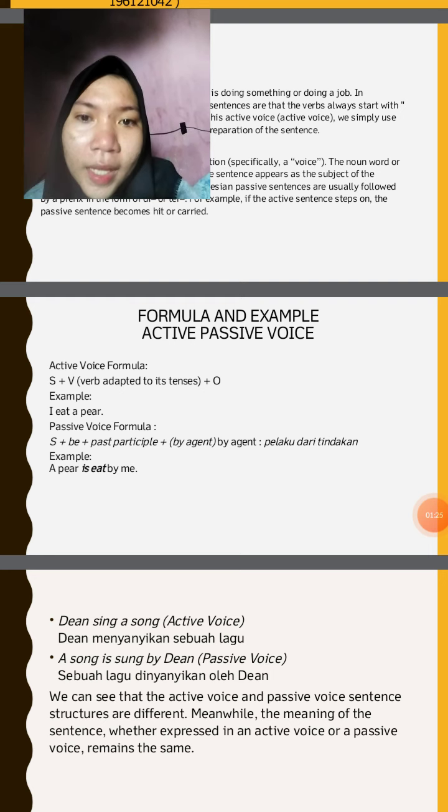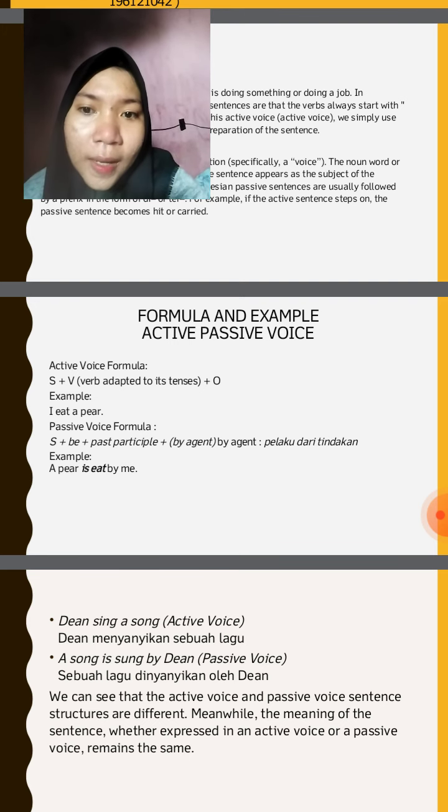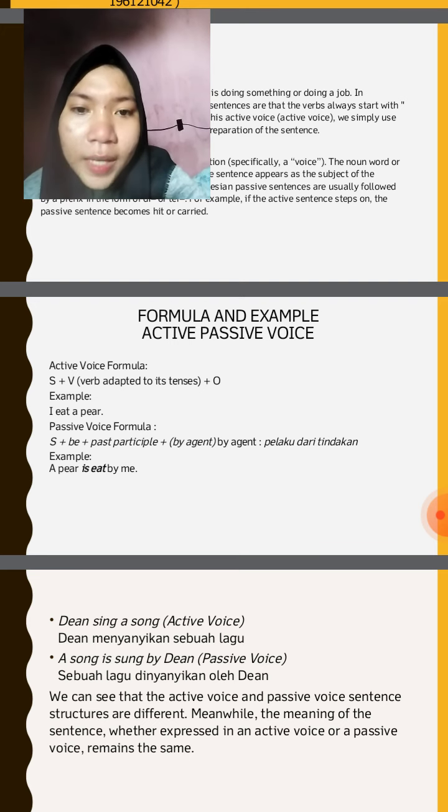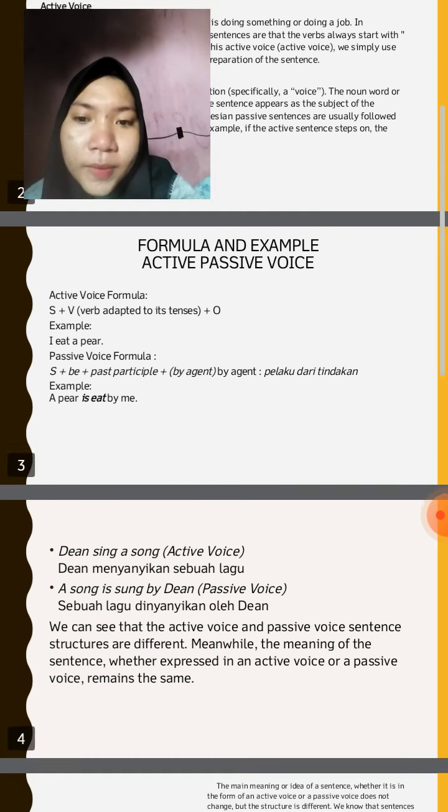Formula and example of active and passive voice. Active voice formula: subject plus verb plus object. Example: I eat a pear. Passive voice formula: subject plus be plus passive participle plus be agent. Yang dimaksud be agent adalah pelaku dari tindakan. Example: a pear is eaten by me.